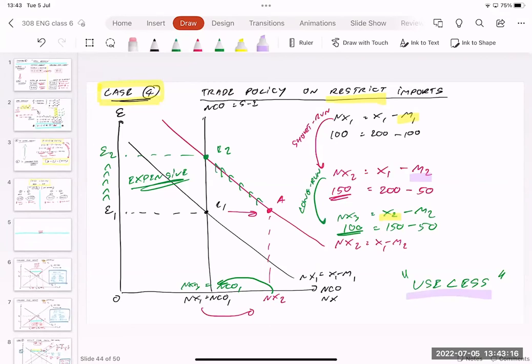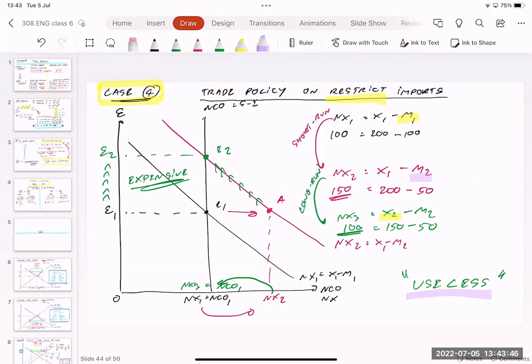In the short run, it's good. You import less, which is good for your trade balance, and NX increases. But in the long run, everything in your country becomes more expensive, and then NX reduces to the original number again, 100. So it's useless in the long run. This is the theory of the real exchange rate on the trade policy of a less strict import.